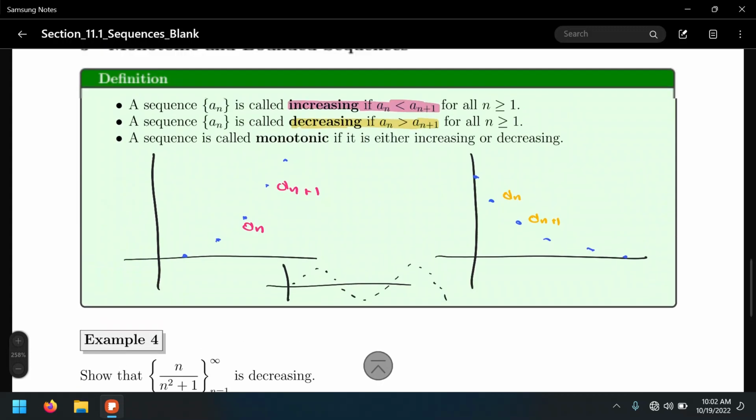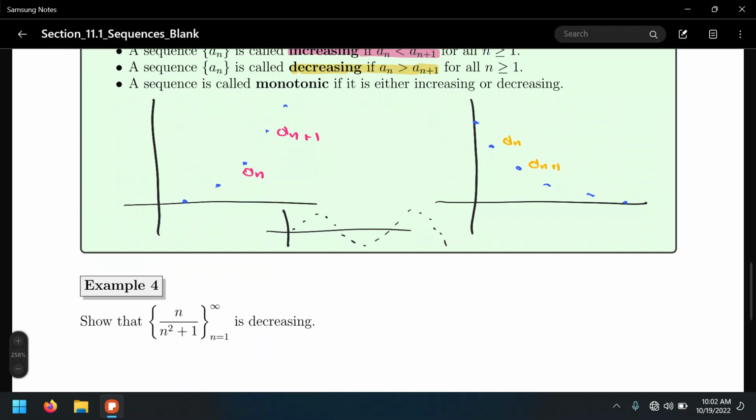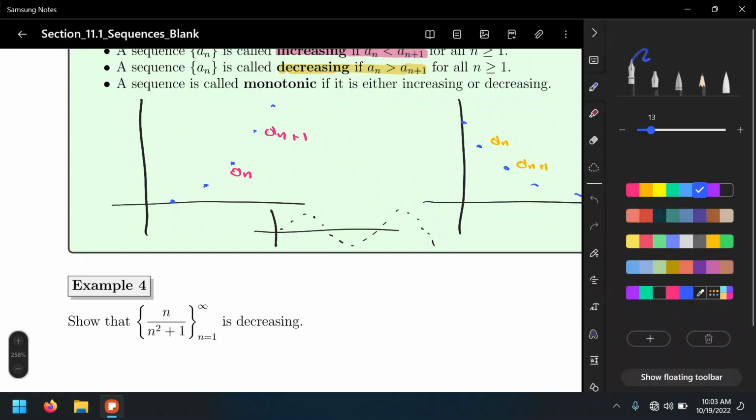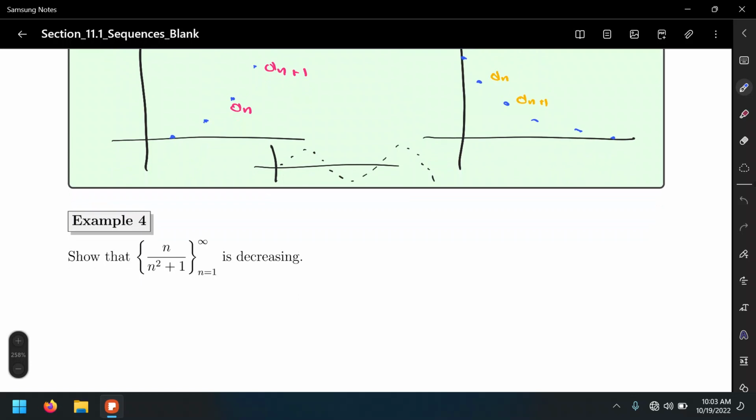So we know that a sequence will be decreasing if a sub n is greater than a sub n plus 1. Okay, so let's write down that condition. Decreasing if a sub n is greater than a sub n plus 1. That is, the next term in the sequence is smaller than the previous term, all right?